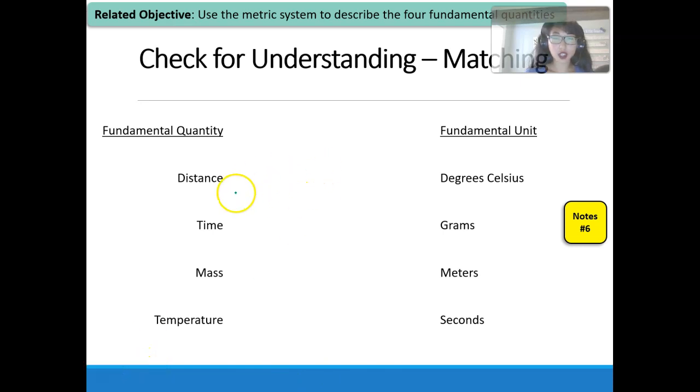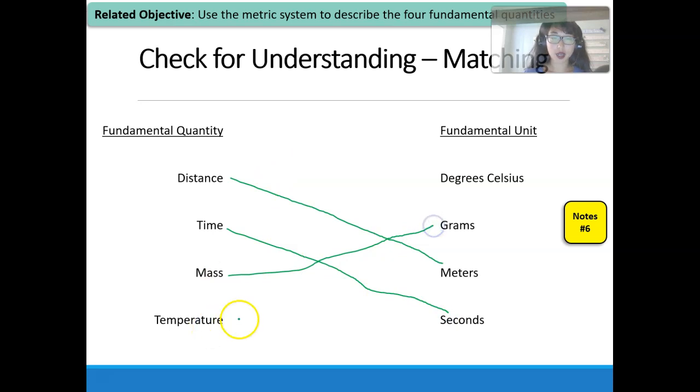All right, so let's go ahead and go over our answers. So distance, again, is measured in the fundamental unit meters. Time is measured in the fundamental unit seconds. Mass is measured in grams, and temperature is measured in degrees Celsius. All right, so you should be able to match those up, and this is actually also the answer to number 6 in your notes. So let me go ahead and show you what that looks like.